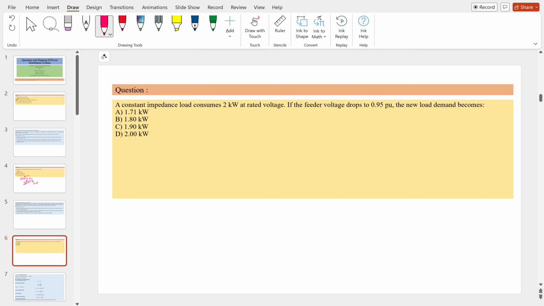Okay, option D, I got one answer. Let others also solve. Take your time and re-verify whether it is correct or not.